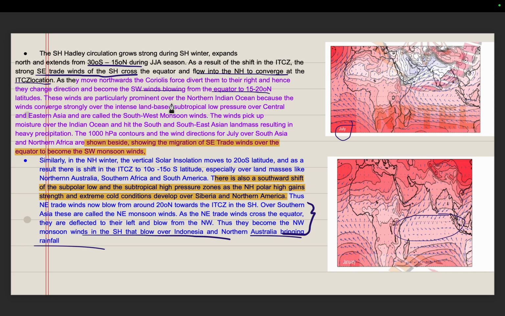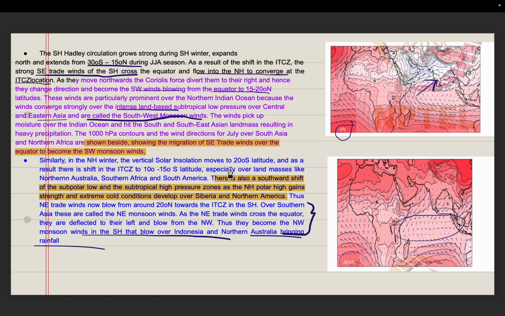These winds are particularly prominent over the northern Indian Ocean because the wind converges strongly over the intense land-based subtropical low pressure over central and eastern Asia, and this wind is called the southwest monsoon wind. This wind is the main cause of the monsoon or the precipitation in the Southeast Asian land masses and also India. The 1000 hectopascal contours and the wind direction are clearly shown in this figure. You can see this is the monsoon branch.